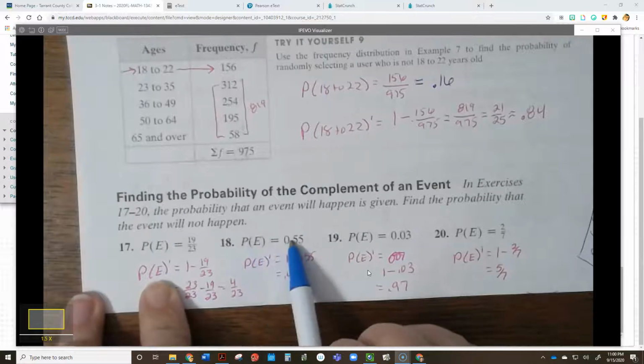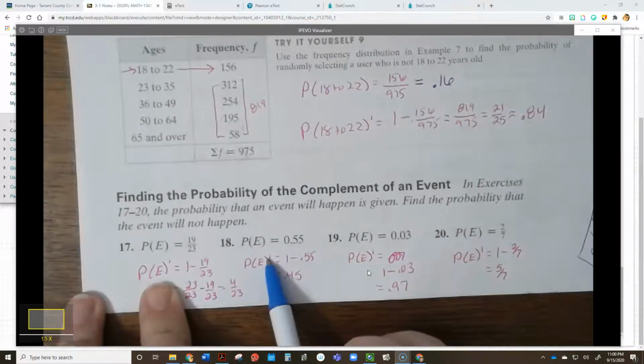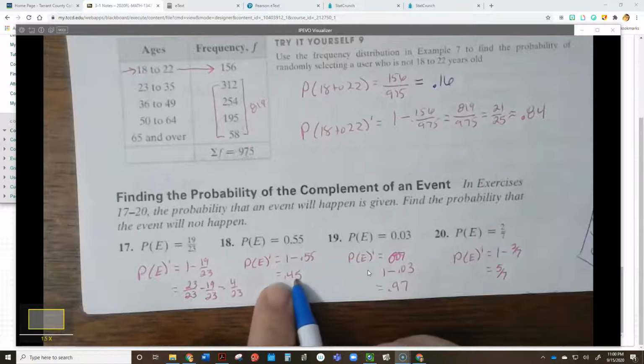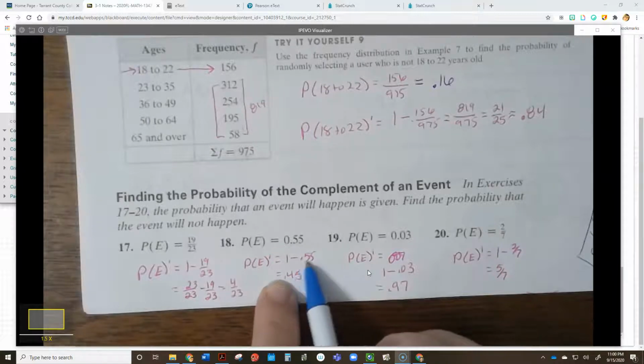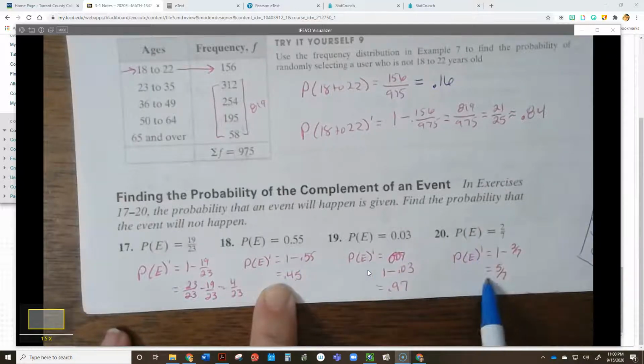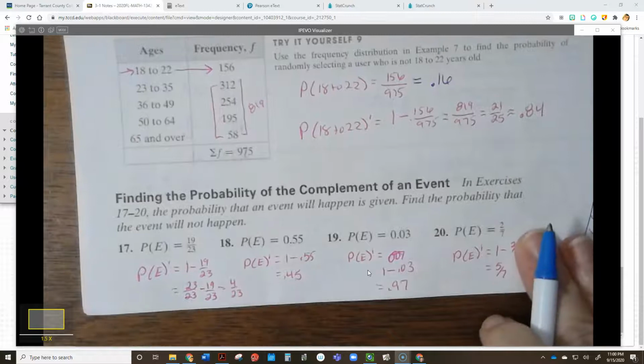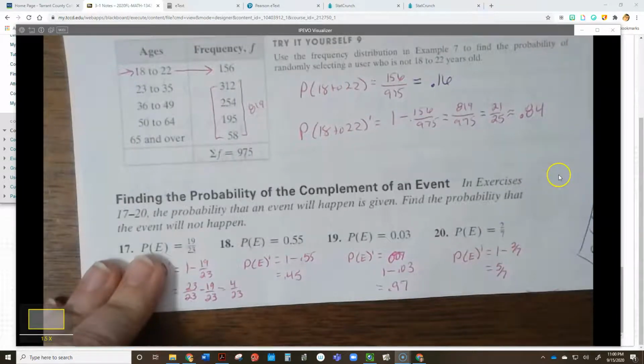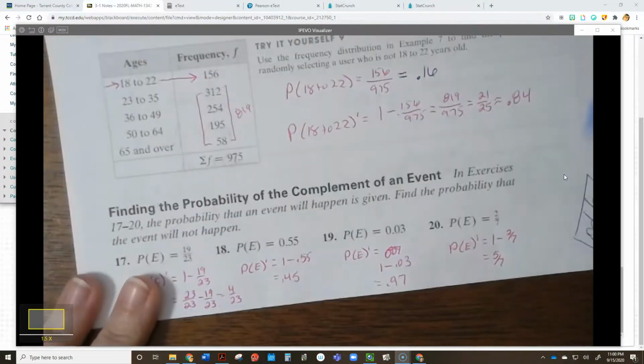The probability of E is 0.55, then not E is going to be 0.45. Why? Because those two together, if 0.55 is E, then not E is 1 minus 0.55. Same thing right here. All right, so just remember, you're going to have that memorized. The complement is always 1 minus the event.